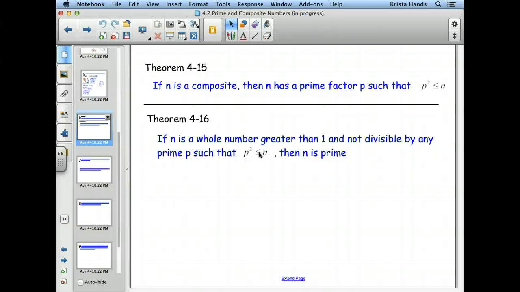All right, let's talk about this. So write down what I say even though it's not on the screen. Okay, so here's the deal. You can stop looking for prime factors once you have reached the number that is the square root of the number you're working on.